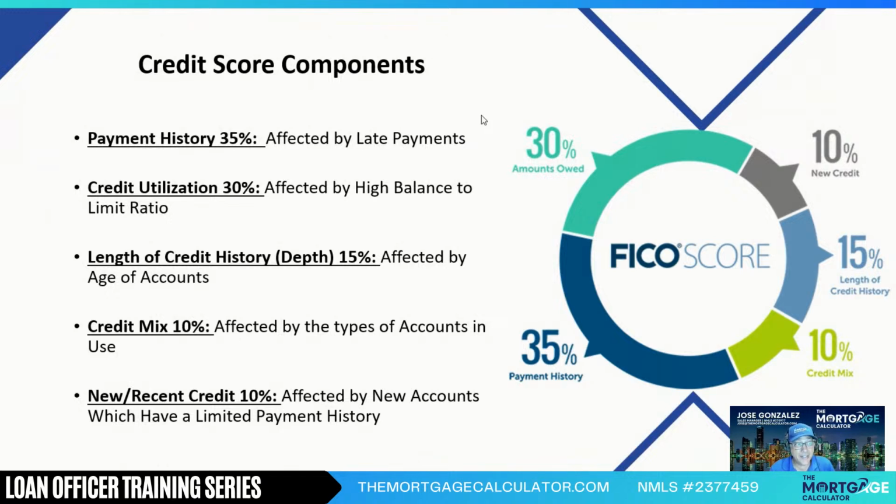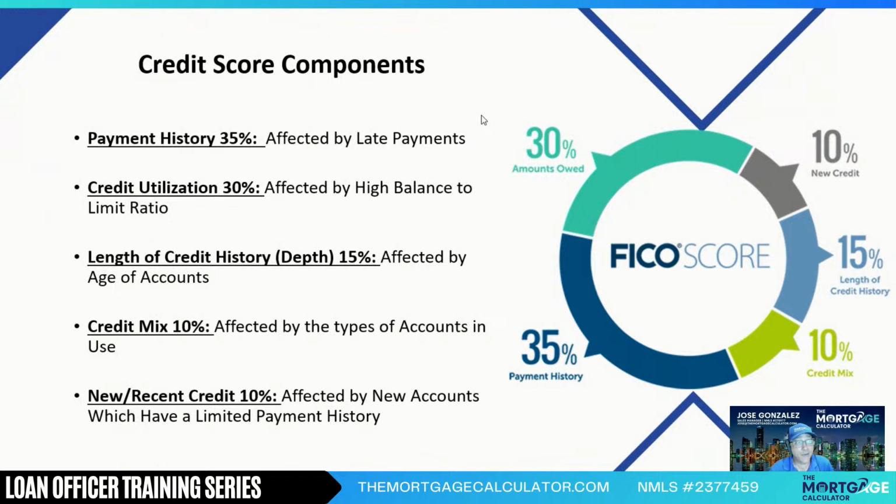Credit utilization is the percentage of their credit that they're using, which is basically available credit, your total limit, versus utilization, which is the amount being used. So a high balance to limit ratio is going to affect your credit utilization. In other words, if the balance is $900 and the limit's $1,000, you're at 90%. That's a very high utilization ratio.